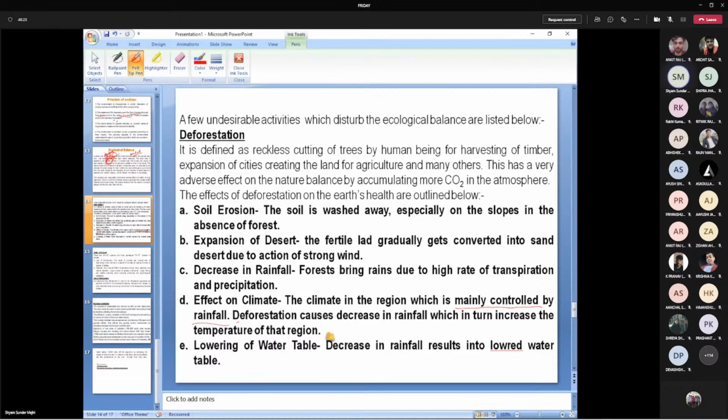So deforestation causes decreases in rainfall, which in turn increases the temperature, which I have already discussed. So lowering of water table: decreases in rainfall result in a lowered water table by default. If rainfall decreases, then obviously the water level goes down.